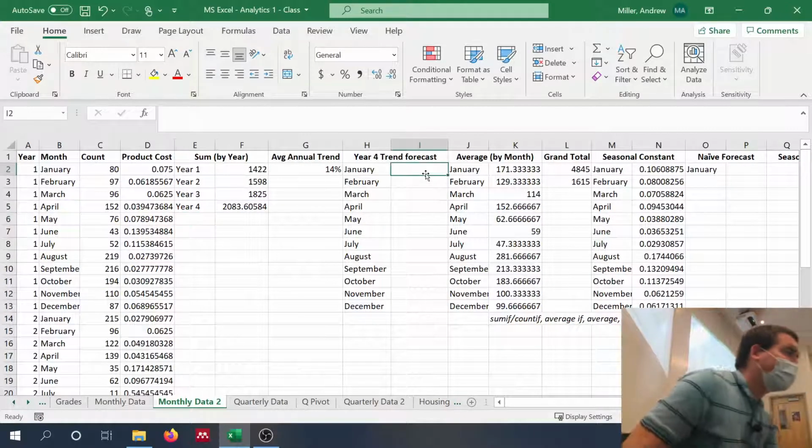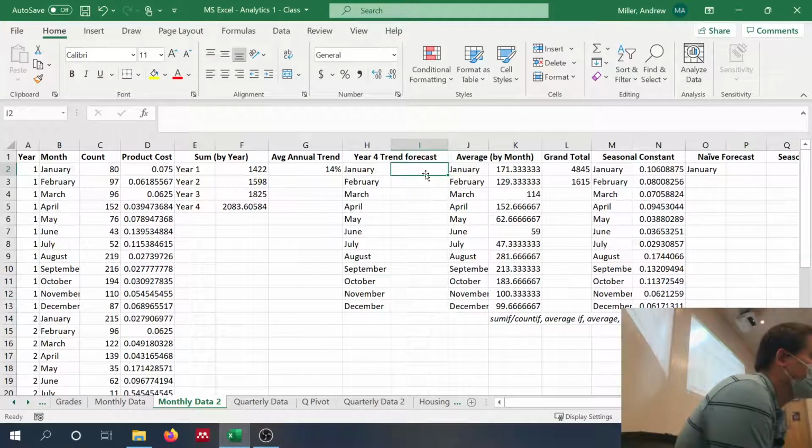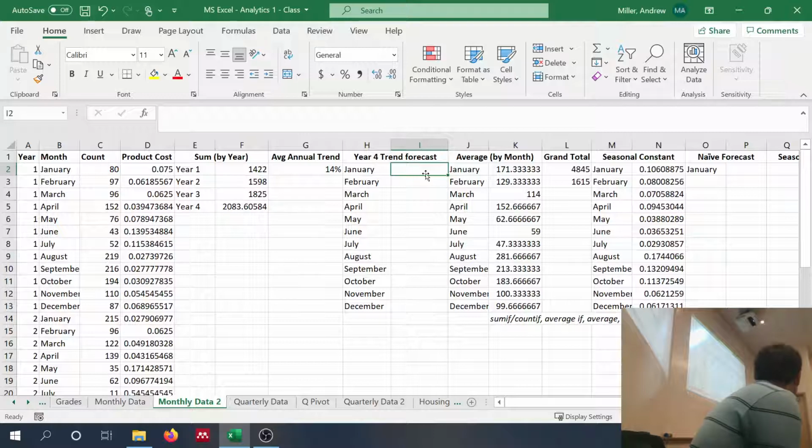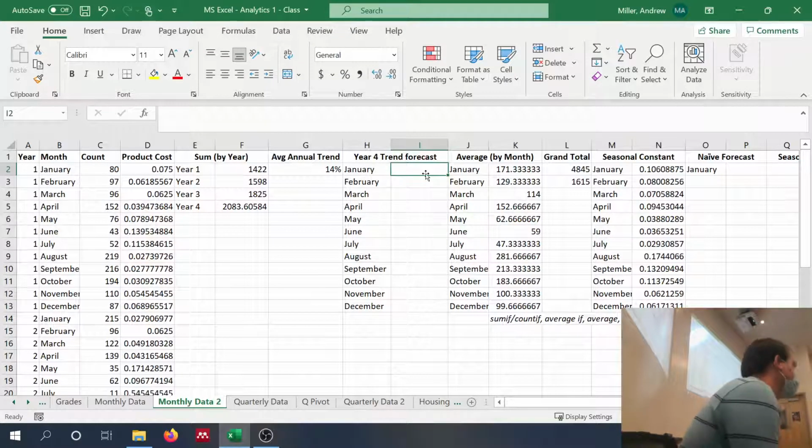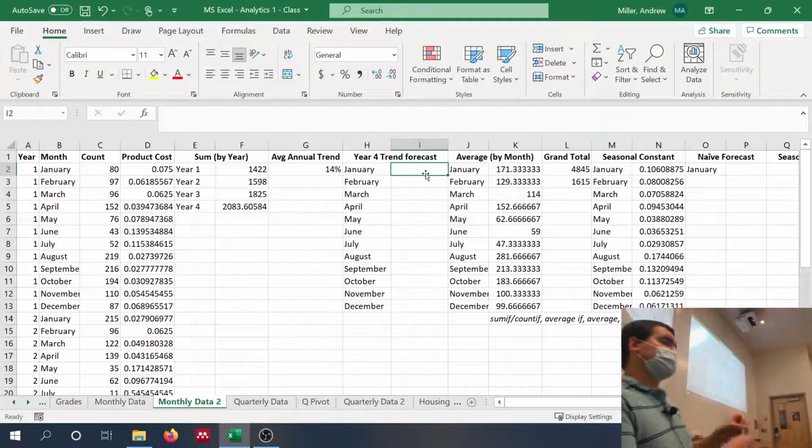Okay. Now, how do I predict the trend for each of the months? So I have what I expect the overall month to be. How am I going to calculate what I expect for year 4, which we don't have actual data for? How am I going to do this guy?